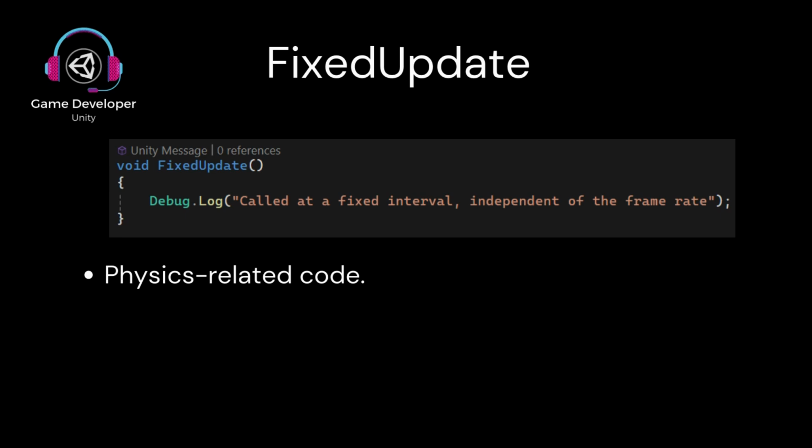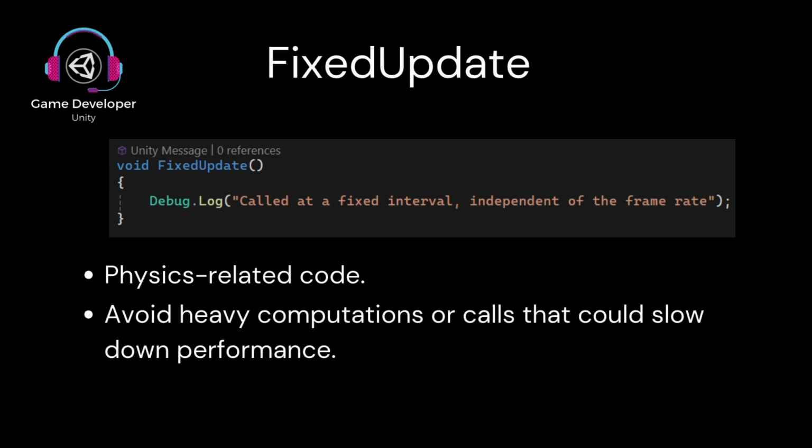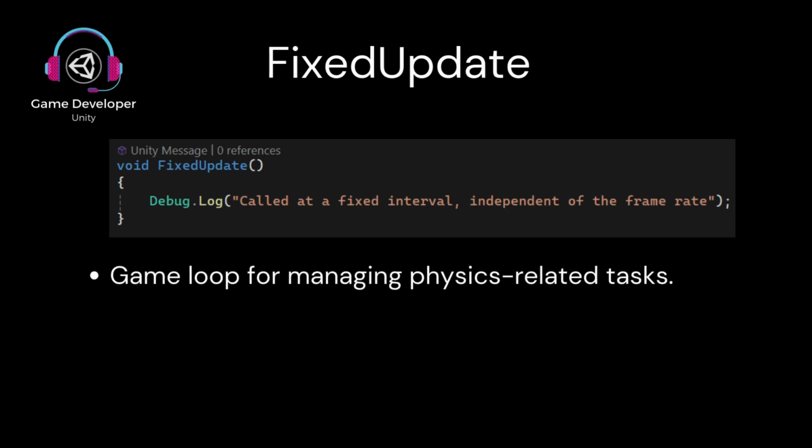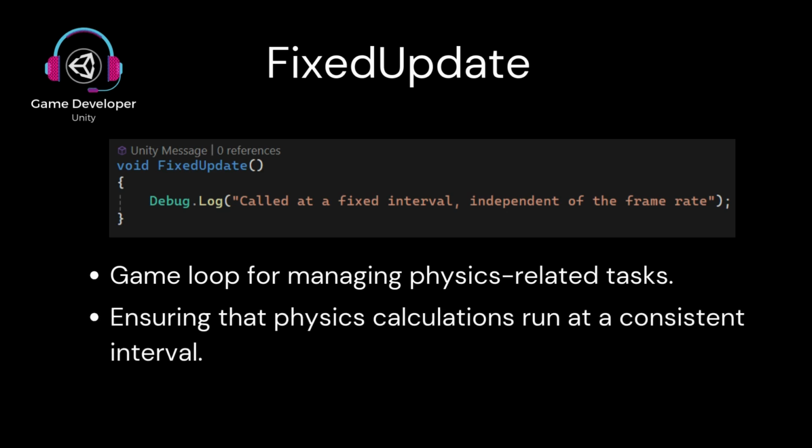Since FixedUpdate runs frequently, avoid heavy computations or calls that could slow down performance. In summary, FixedUpdate is a crucial part of Unity's game loop for managing physics-related tasks. By ensuring that physics calculations run at a consistent interval, it helps create a smoother and more stable gameplay experience.